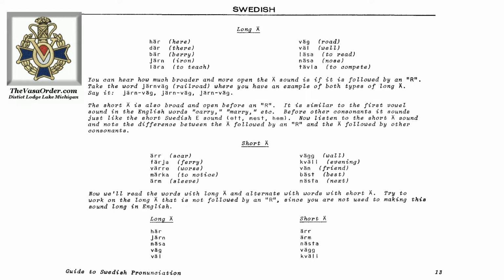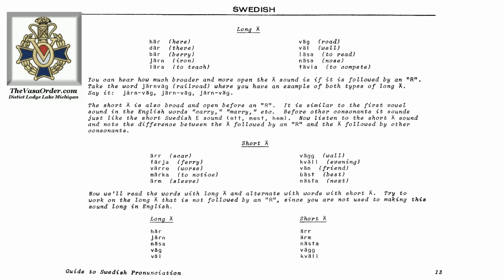Take the word järnväg, railroad, where you have an example of both types of long ä. Say it. Järnväg, järnväg, järnväg.